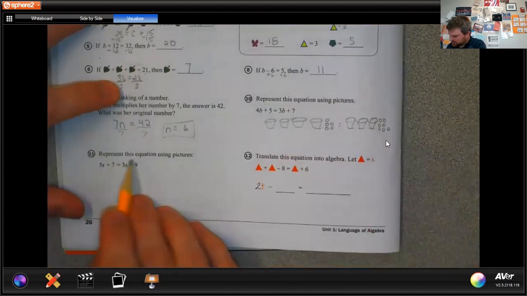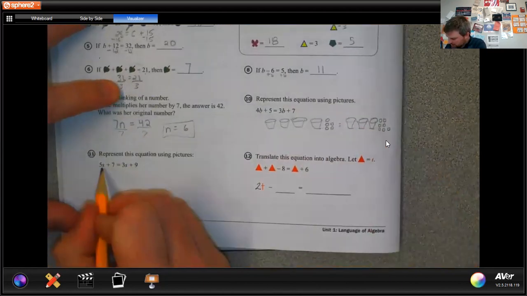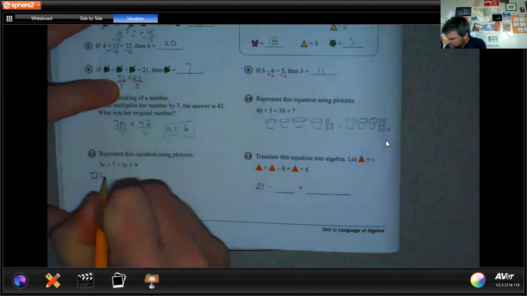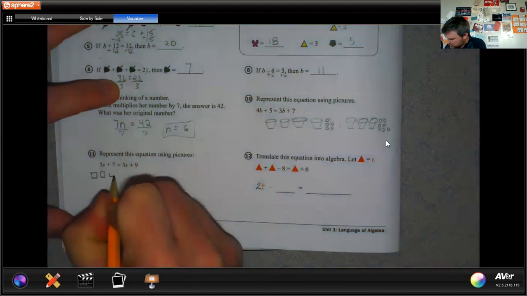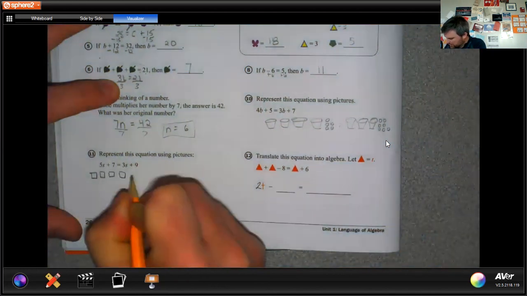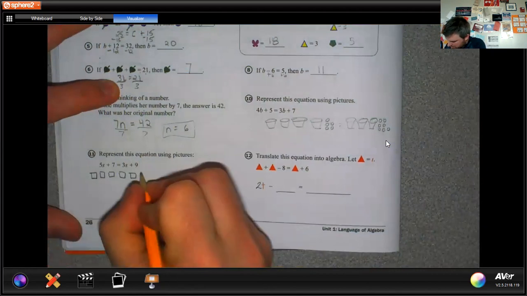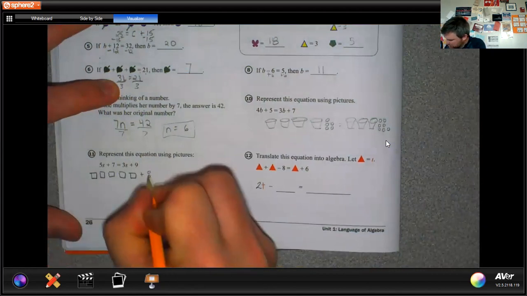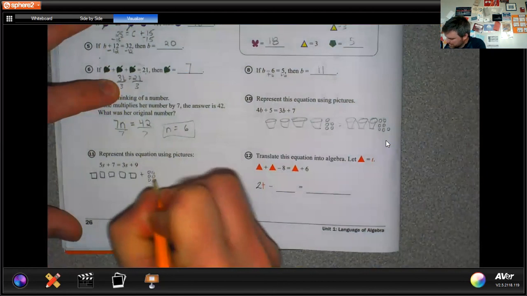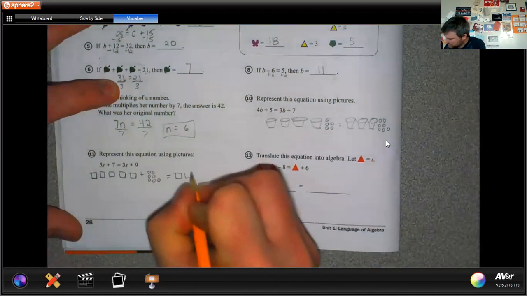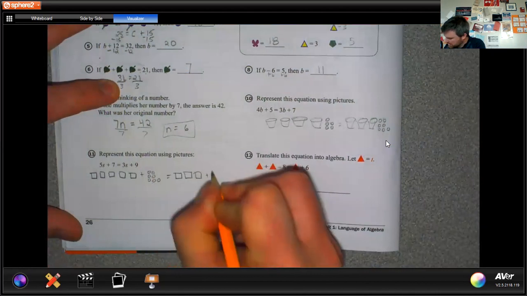Okay, represent this equation using pictures. So S, I think of squares. So I got 5 squares, 2, 3, 4, 5, plus 7. So we could say plus 7 marbles. 3, 4, 5, 6, 7 equals 3 squares plus 9 marbles.